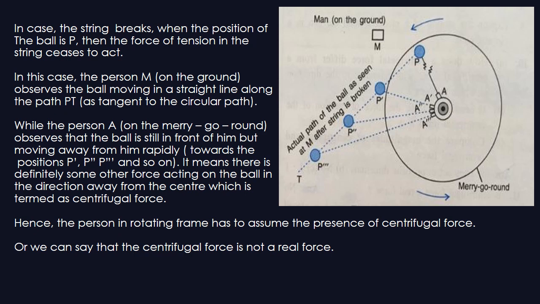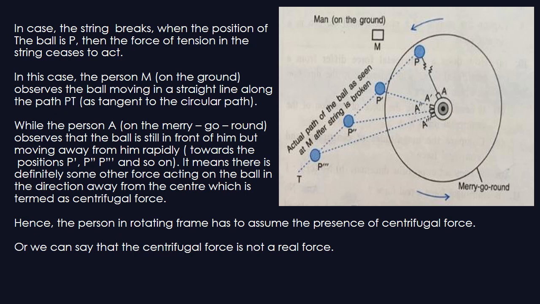Then the ball will no longer be able to cover the circular motion, so it will be moving in some different path. For person M, the ball appears to move in a straight line along the path PT. That means it will reach P dash, then P double dash, P triple dash, and then T. That means it will be making a tangent to the circular path which was covered by the ball initially.